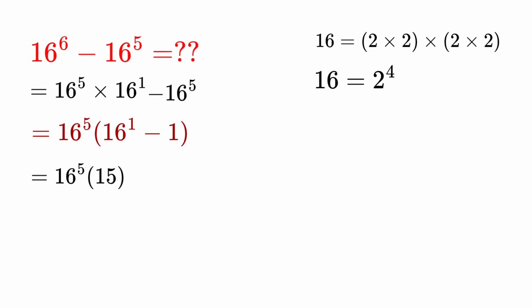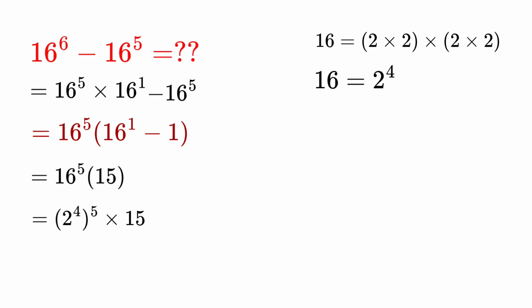So now, if 16 equals 2 to the power of 4, then what is 16 to the power of 5? Let me substitute: 16 to the power of 5 equals 2 to the power of 4 whole power 5, and our complete expression becomes 2 to the power of 4 whole power 5 into 15. This substitution connects our factored form directly to a simpler base. We've gone from base 16 to base 2, which will make our calculations much more manageable.